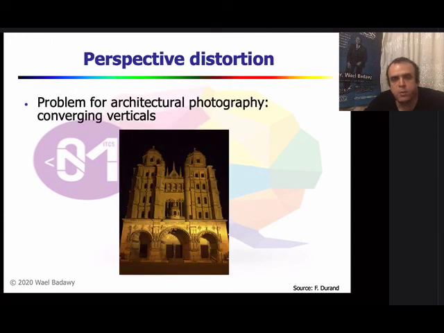In the next slide, we talk about perspective distortion. Perspective distortion is a bigger problem in architectural views. So if you take a photo of a building, you will notice that the building has horizontal lines or parallel lines. However, the parallel lines may not be parallel all the time.